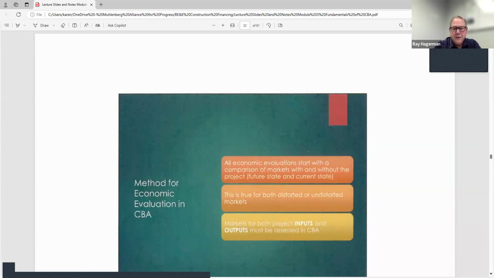Just so you know as well, anytime we talk about project inputs and outputs, you've got to assess both of those. And for purposes of our continuing terminology discussions, anytime we're talking about inputs, we're talking about costs, and anytime we're talking about outputs, we're talking about benefits.